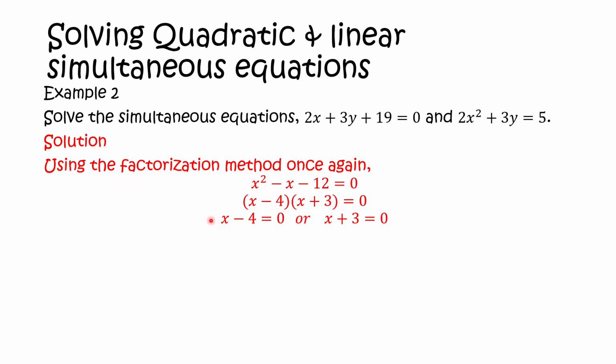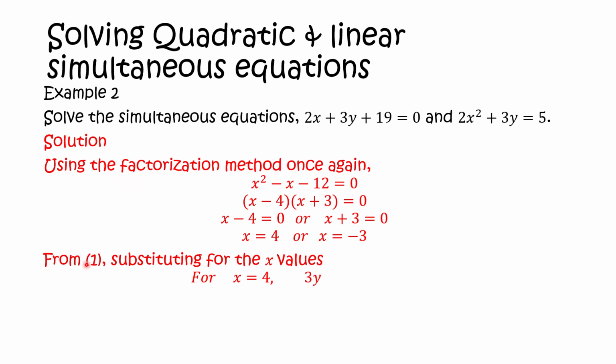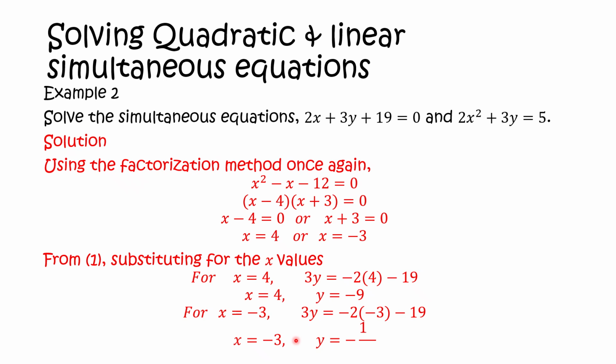And separating those two factors, we are going to have x minus 4 equals 0 or x plus 3 equals 0, implying that x equals 4 or x equals minus 3. From equation 1, substituting for the values of x, for x equals 4, our y becomes minus 9. Then for x equals minus 3, our y becomes minus 13 over 3.